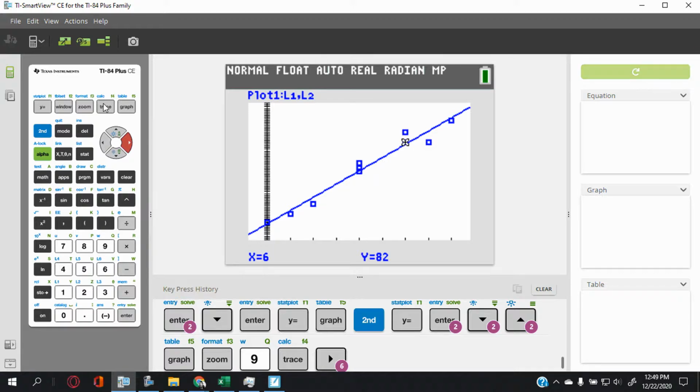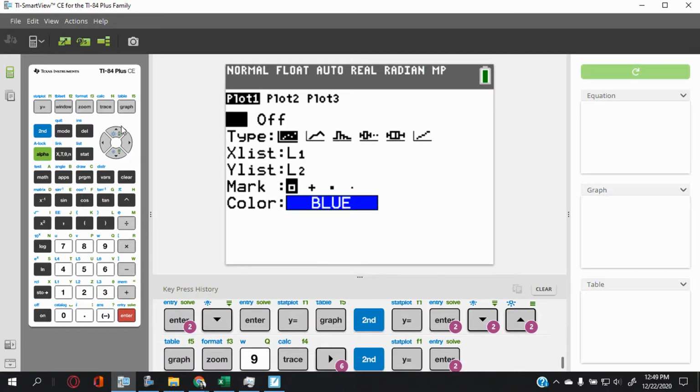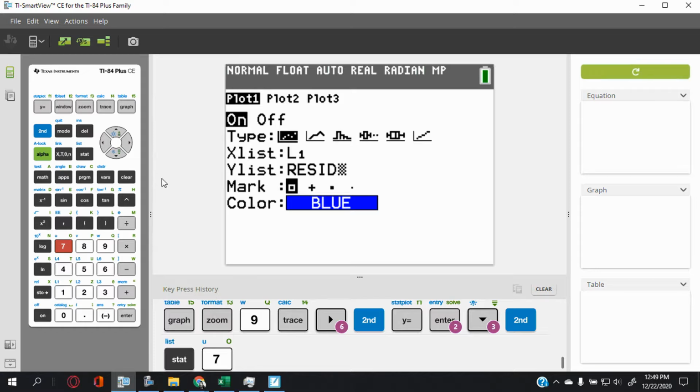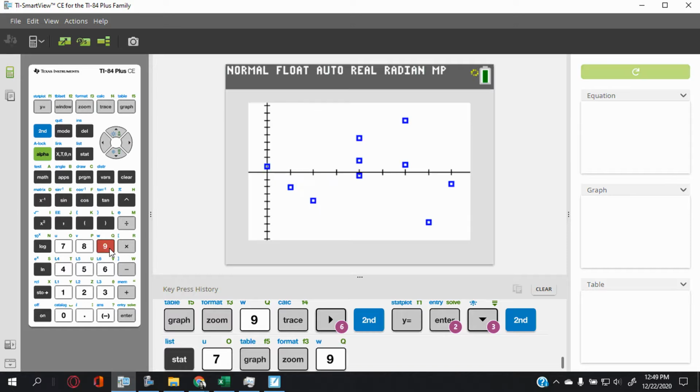And then afterwards, now I want to see the residual plot. So you can actually go to second, stat plot. I want the plot on, but now I need to change the Y list to residuals. So I go to second, list, 7, residual. All right, and then I can graph that. Now I probably won't see it. Yeah, so I need to zoom to the data, and there we go.